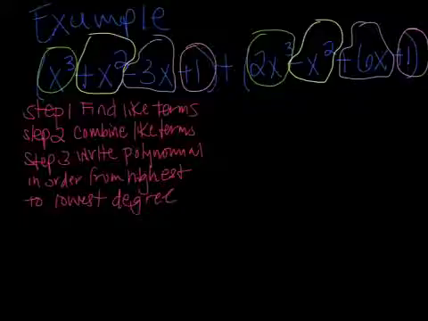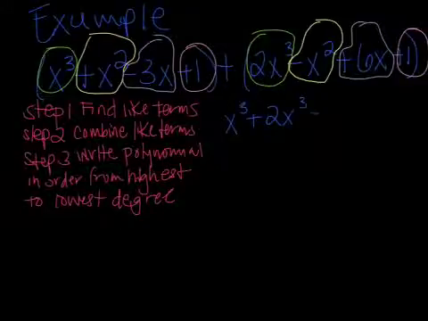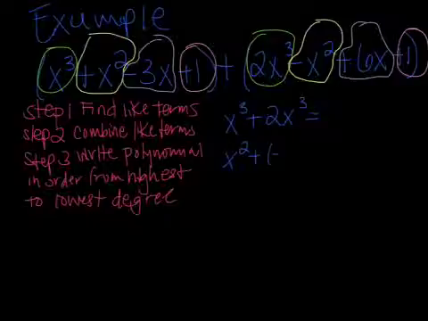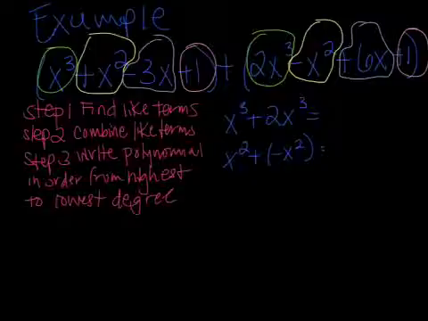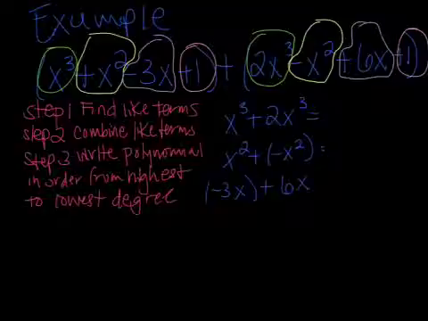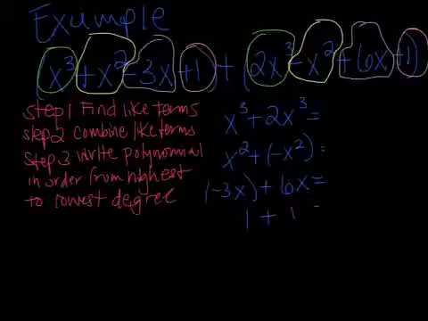So I'll go ahead and rewrite those so we can see them down below. We have x cubed plus 2x cubed. We have x squared plus negative x squared. We have a negative 3x plus 6x. And that's 1 plus 1.